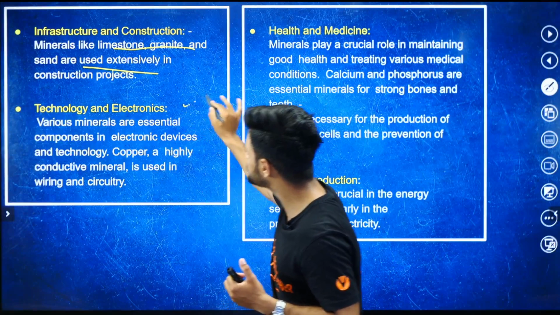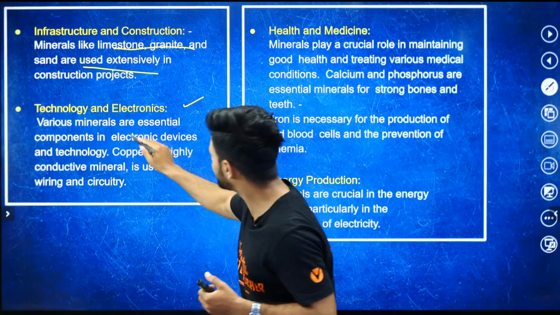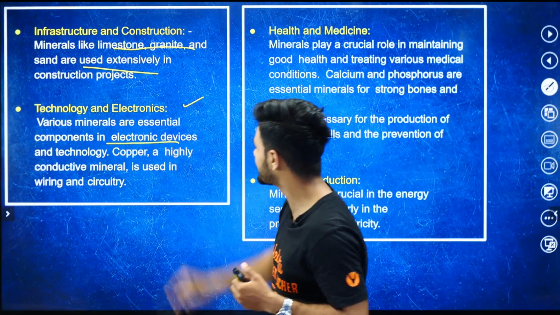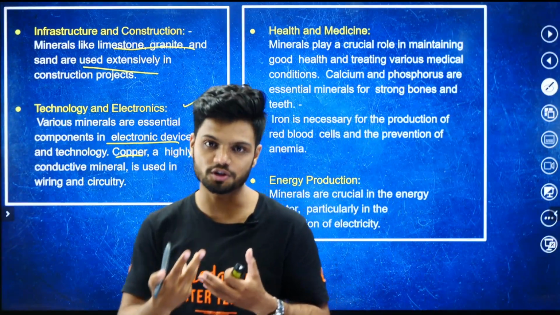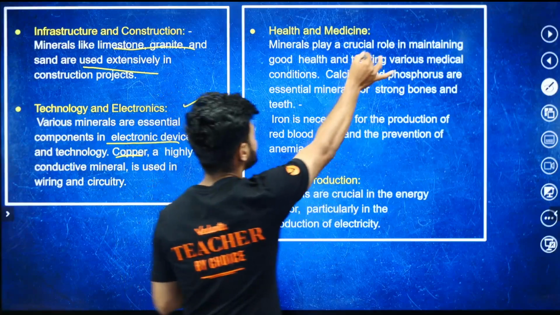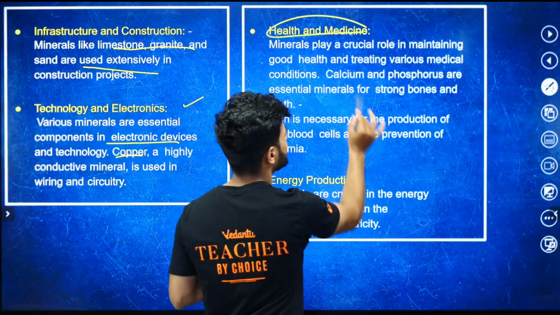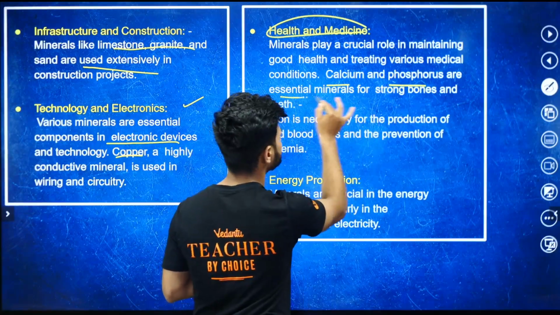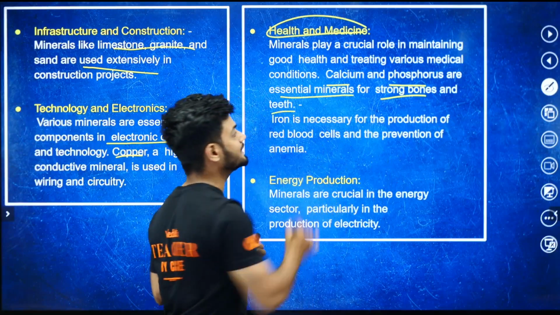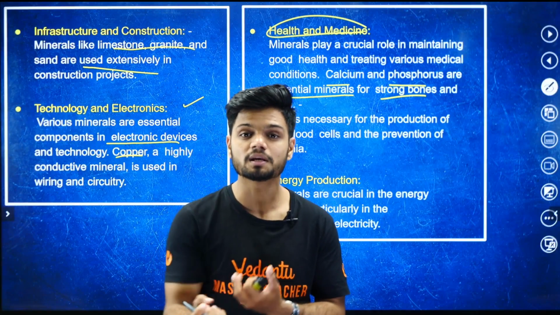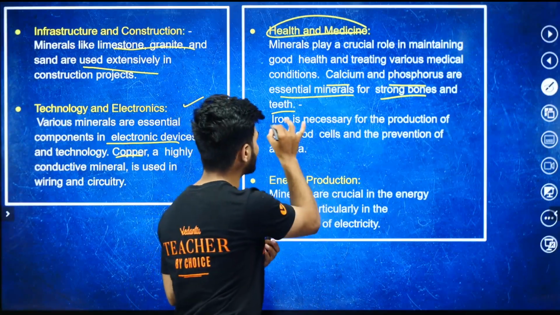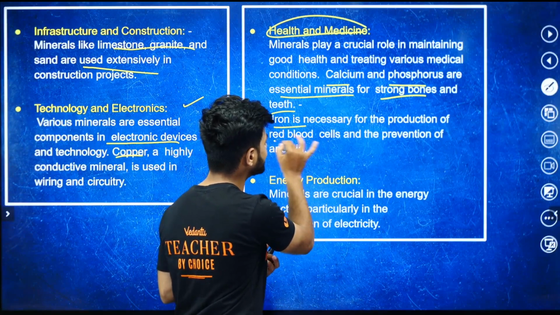Then we have technology and electronics. That is, metals essential for the components in electrical devices. Copper is very important for making wires and circuits. Then we have health and medicine, very, very important. Calcium and phosphorus are essential minerals for strong bones and teeth. Even iron is present in blood, that is hemoglobin, right? Iron is necessary for the production of red blood cells.